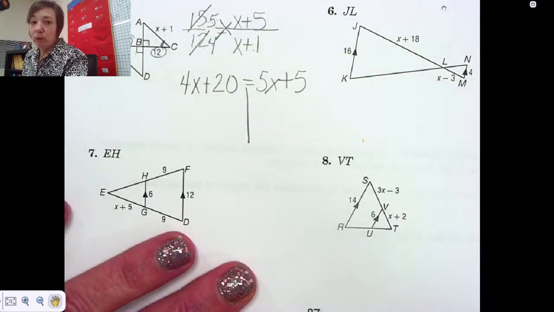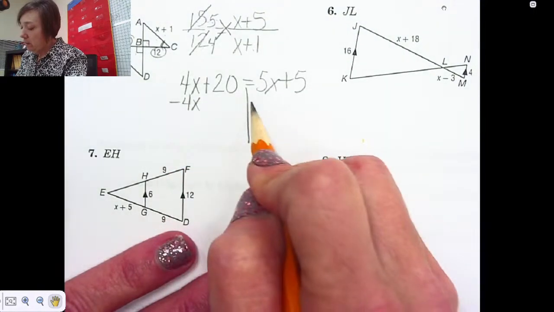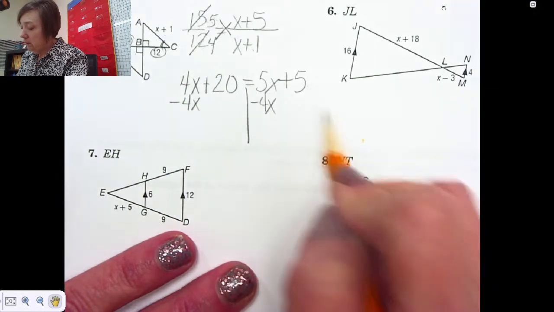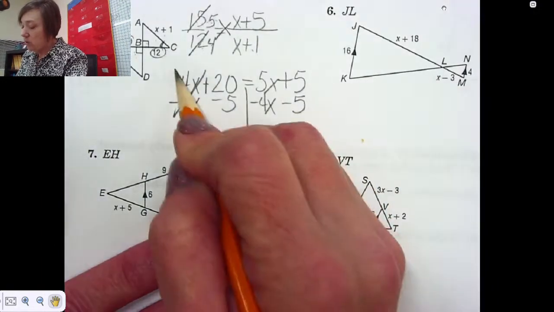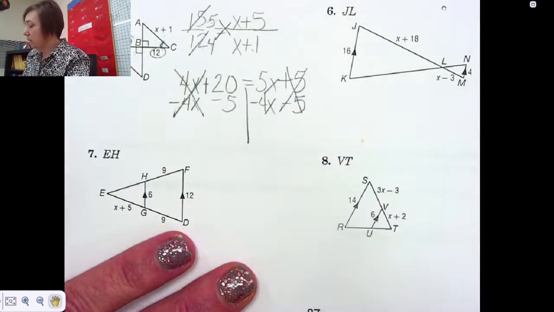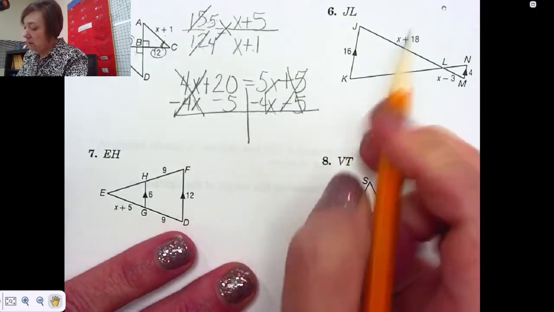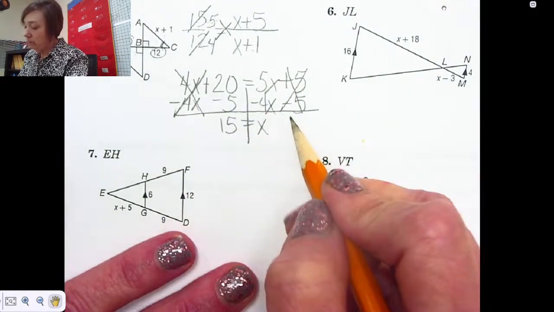What would you move? Subtract 4x. Okay. And then subtract 5, and then subtract this 5. So what that does is it gets rid of the x's on this side and it gets rid of the numbers on that side. Right? And we have x on this side, 15 on that side.